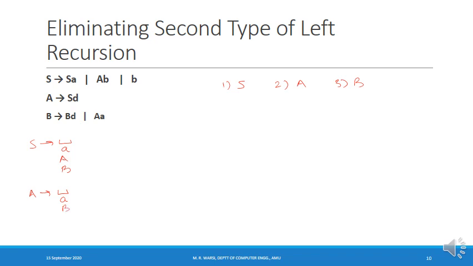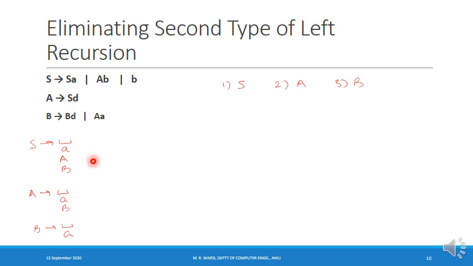When I process the production of the variable capital B, what is the goal that we have to achieve? Since it is the last variable in the order, the right hand side can only begin from a terminal symbol. So I have to do the processing of the productions of these three variables in such a manner that this goal is achieved.